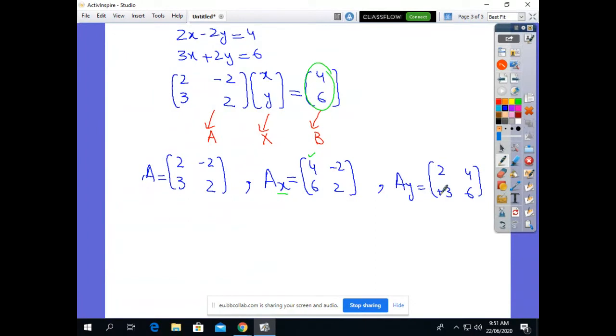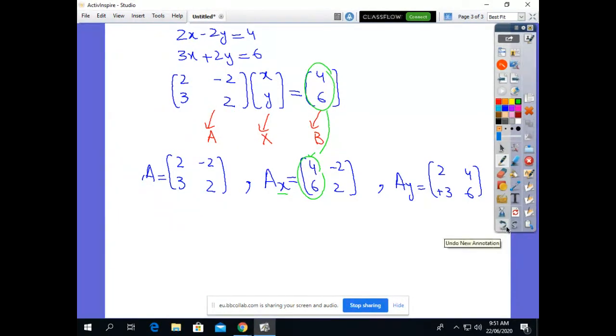The matrix A is 2, 3 and negative 2, 2. In the matrix AX, instead of the coefficients of x we write the matrix B, which is 4 and 6, and the other two values are the same: negative 2 and 2.